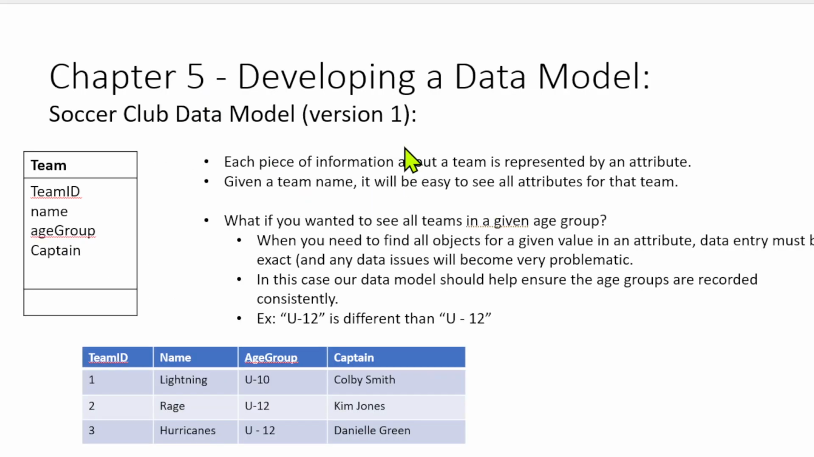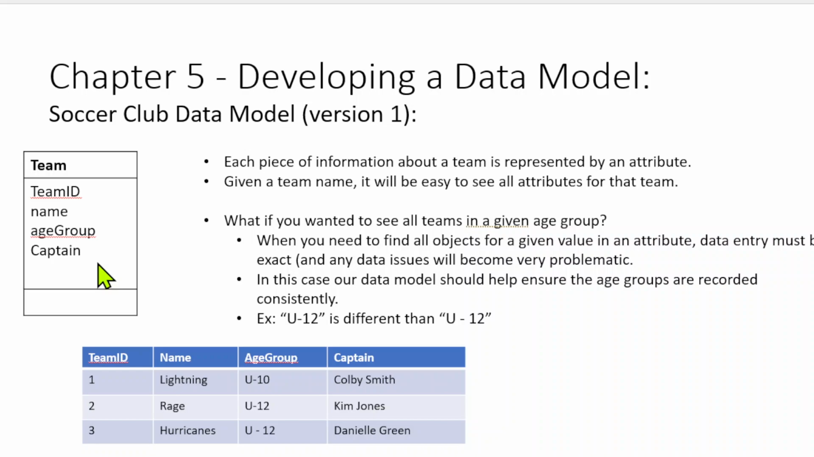So let's take a look at the first one here. We've got a soccer club data model. We have a class over here to the left, and again, this is a class because this is the data model. It has attributes for everything you need on a team: team ID, name, age group, captain. And given the team name, it'd be easy to see all the attributes for the team.